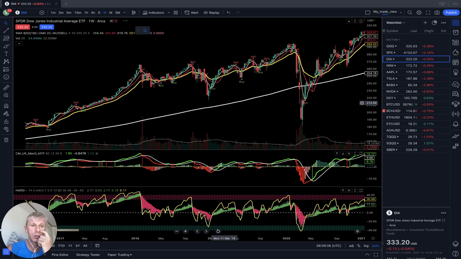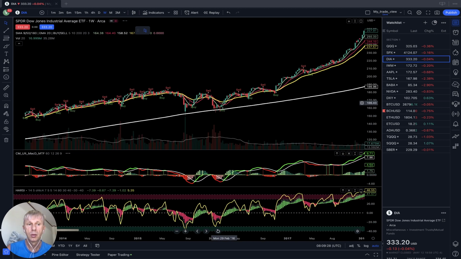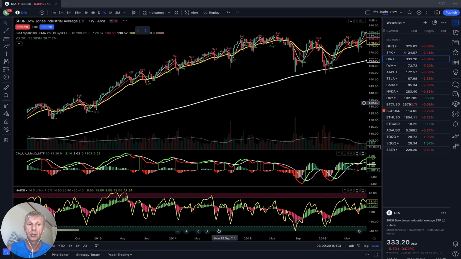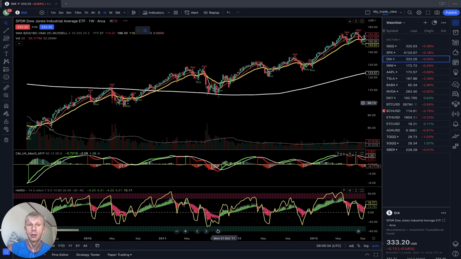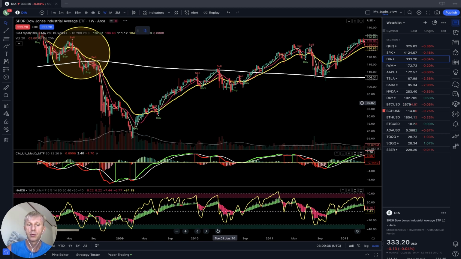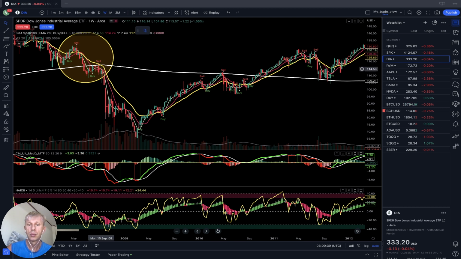Same for the Dow Jones. It did a bearish crossover below 200. It was 2008. Similar, you see. This was the same 2008, and the bullish crossover was 2010. That's what we observe.